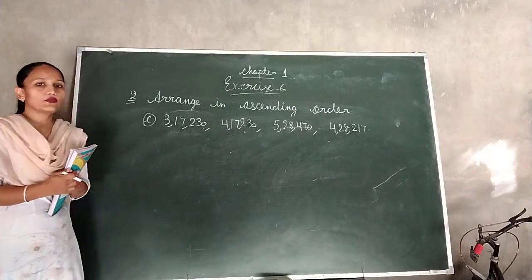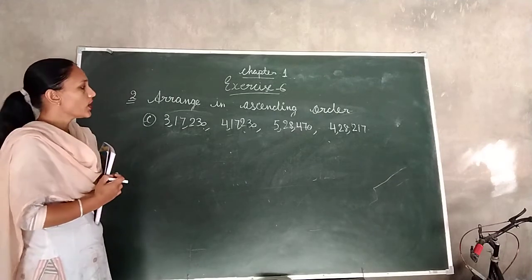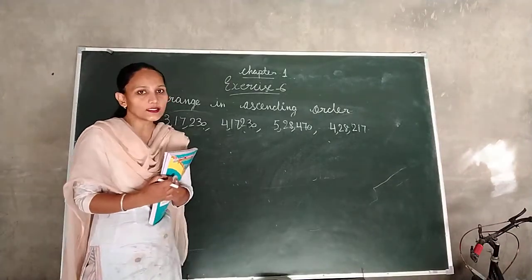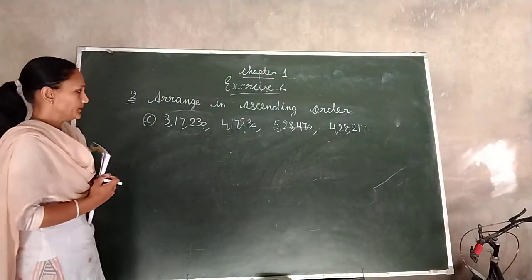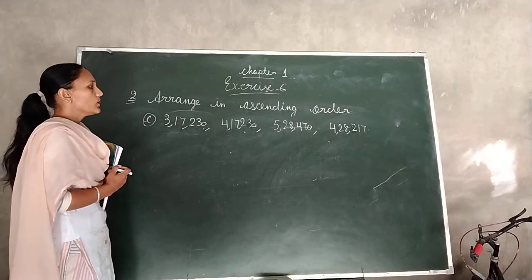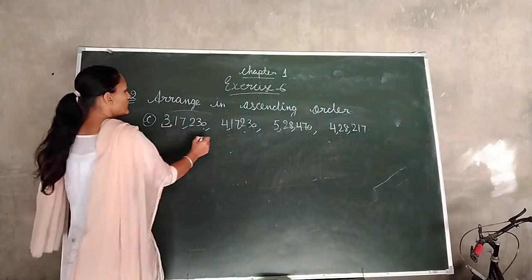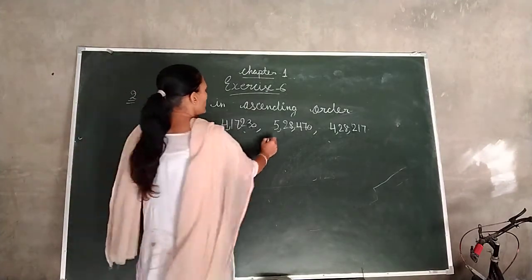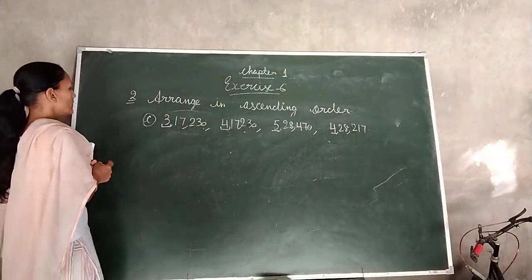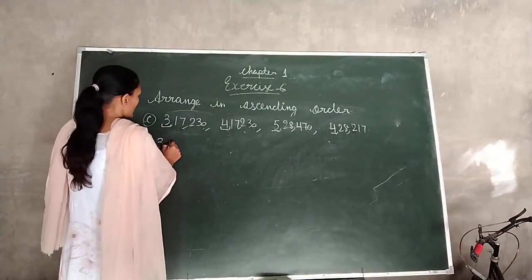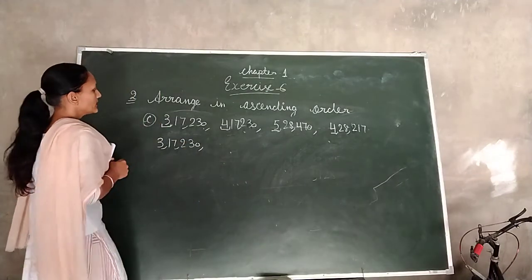First of all we will find the smallest number. To find the smallest number, first of all we will count the number of digits. So in these numbers all the numbers are of 6 digits. Next we are going to compare the digits in lakh place. Here we have 3, here we have 4, here we have 5 and here we have 4. Which is smallest? 3. So it means 3,17,230. This is the smallest number.